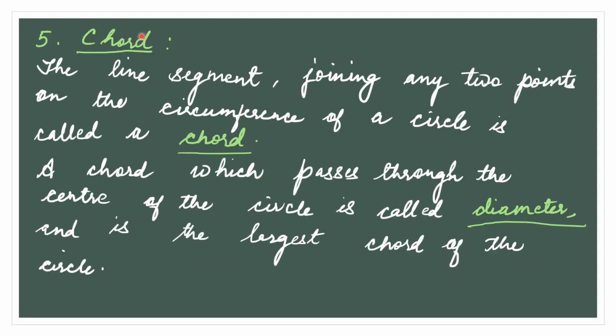Chord. Now what is a chord? The line segment joining any 2 points on the circumference of a circle is called a chord. A chord which passes through the center of the circle is called a diameter and is the largest chord of the circle.